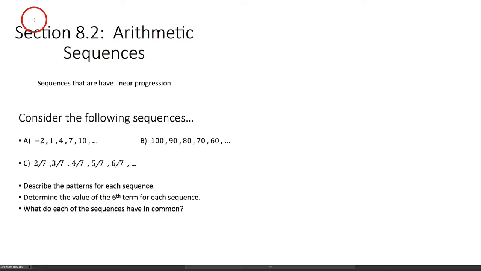Hey guys, in these next two sections we're going to be looking at a couple of very well-behaved sequences that get special names because of their behavior. The first of which we're going to look at here is what we call an arithmetic sequence.